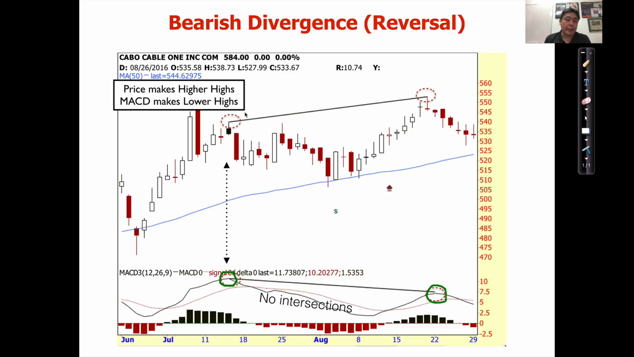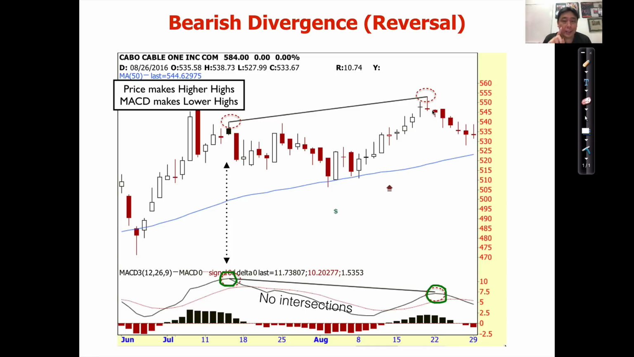And I can see clearly that the price is making higher highs, higher swing highs, and the MACD is making lower swing highs. So that's a divergence, which tells me there's a high probability that the price is going to reverse down from there. Now, how far down we can never predict, but it's going to go down.